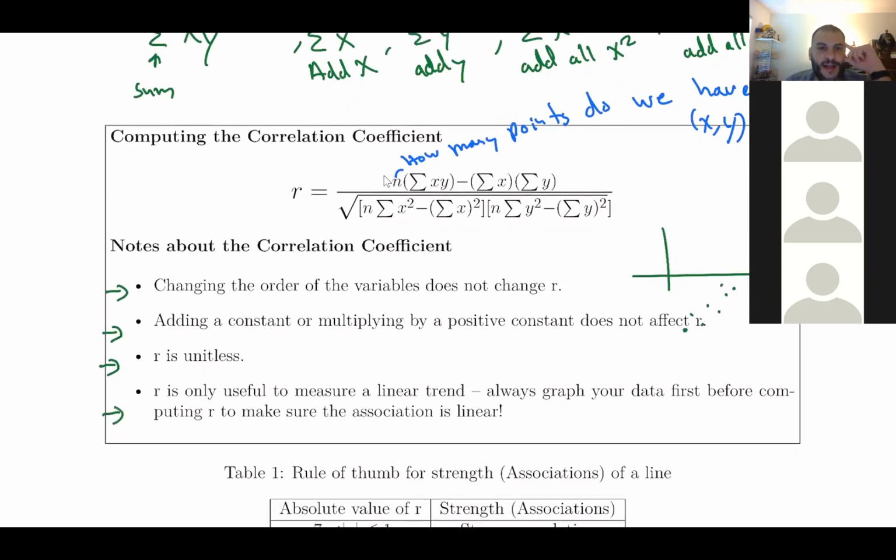And lastly, R is only useful to measure a linear trend. Always graph your data first before computing R to make sure the association is linear. Sometimes your scatter plot will look like a shape that isn't linear. If you already know your shape isn't linear, it doesn't make sense to compute the R value, because R just tells me how linear it looks, so there's no point in doing R if I already know it doesn't look like a linear line.